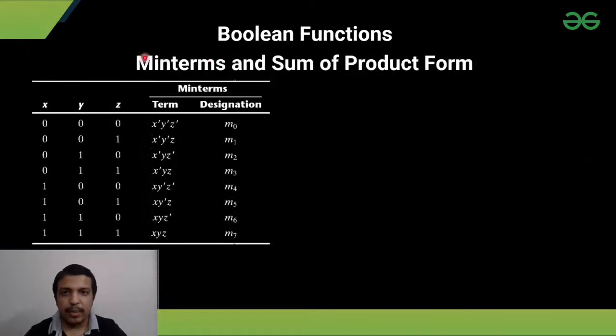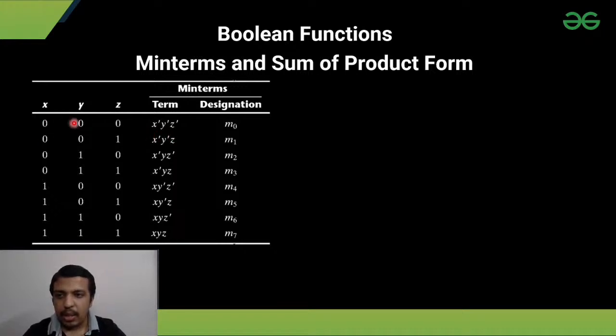Now let us see what are min terms and sum of product form for denoting a Boolean function. I am now considering three variables x, y and z, and here we have written all the possible combinations of x, y and z. Now in min-term form, this x is 0, y is 0 and z is 0. For the literals which are 0, they are complemented in the min-term, and the literals which are 1 are present in the uncomplemented form.